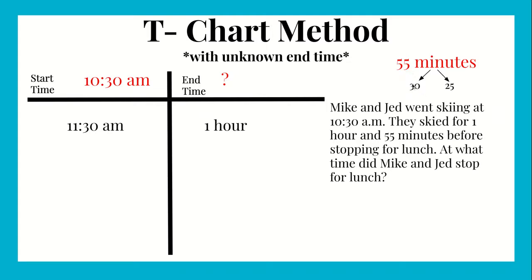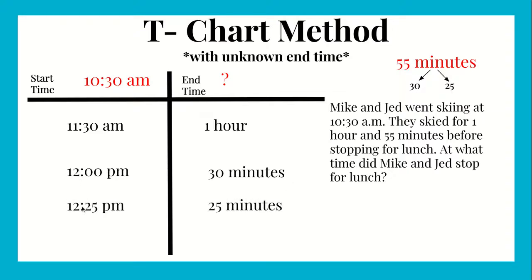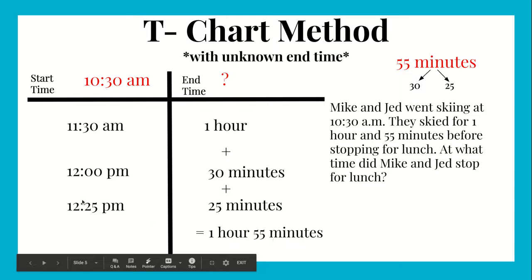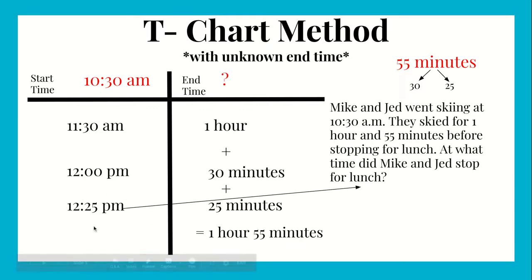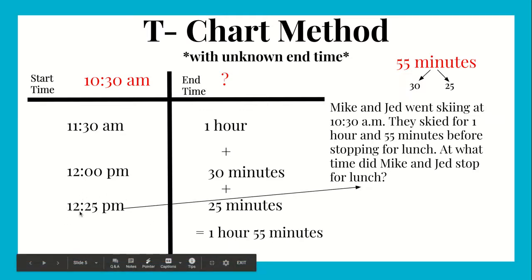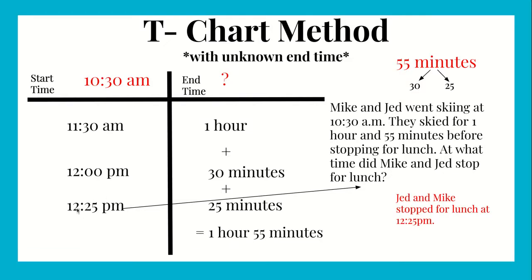So I'm going to deal with this 30 first. So I'm going to jump 30 minutes forward and I'm going to get to 12 o'clock. Now I'm going to deal with this 25 minutes, where I'm going to jump 25 minutes forward and I'm going to get to 12:25. So now if you see on this side, here's my hour and 55 minutes over here. I got to what I needed, an hour and 55 minutes. What time did I end? I ended at 12:25. So my answer to this problem would be, after an hour and 55 minutes, it would end at 12:25. So Mike and Jed stopped for lunch at 12:25.